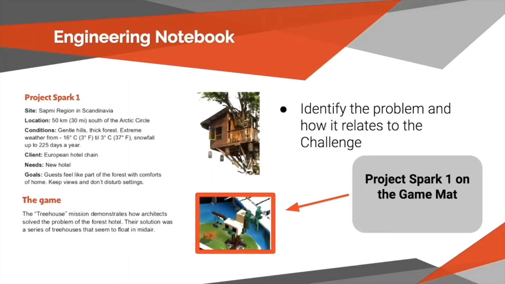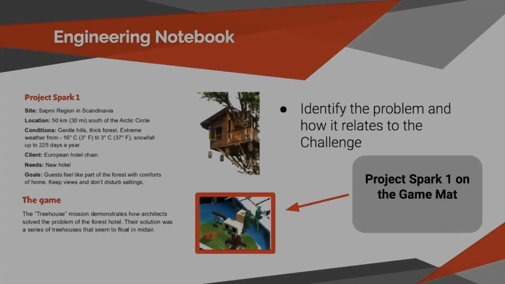To do this, look at the project sparks. Each project spark scenario is visible on the map. Project Spark 1 was modeled after the treehouse mission, which displays how architects solve the problem of building a treehouse hotel. This relates to the prompt because a hotel is a building, and the problem is that they want to make a treehouse hotel. As you can see here, the treehouse from the Project Spark is represented on the game map.